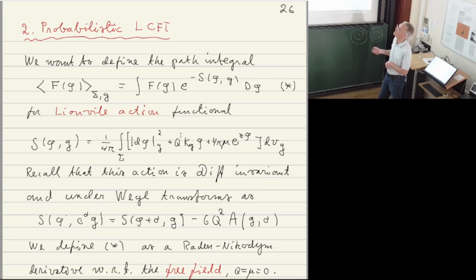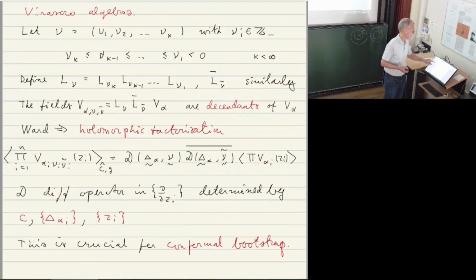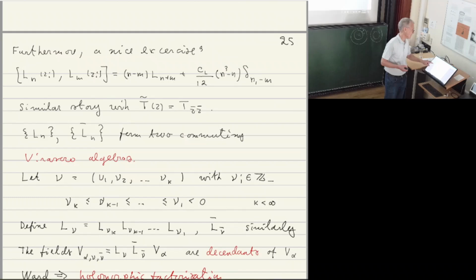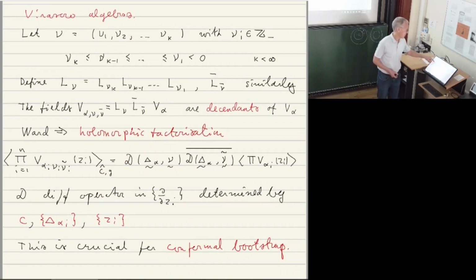You get this algebraic relation. So this algebra is called the Virasoro algebra. And it's a simple consequence of our two axioms. There's a similar story where you take the T z bar, with exactly similar relations, and these two commute with each other.